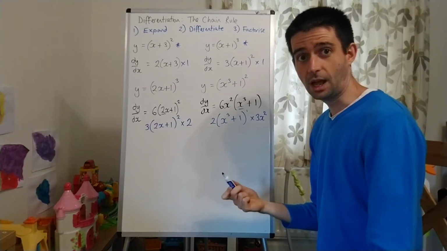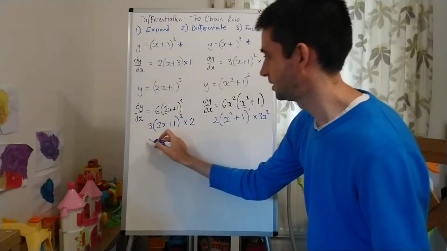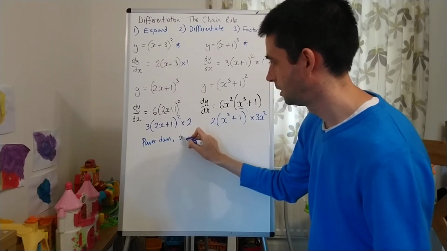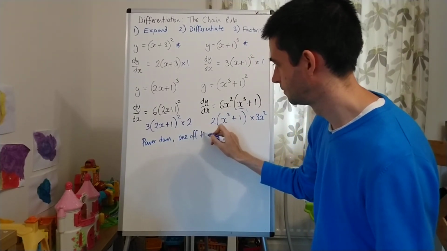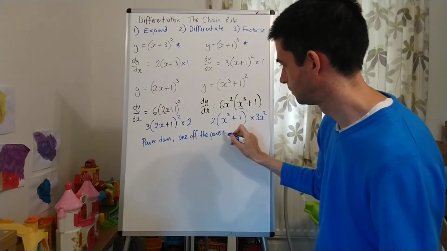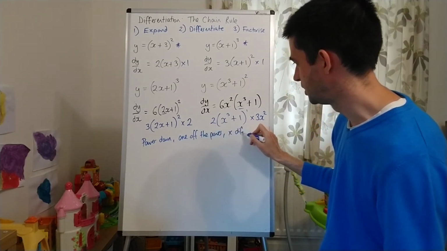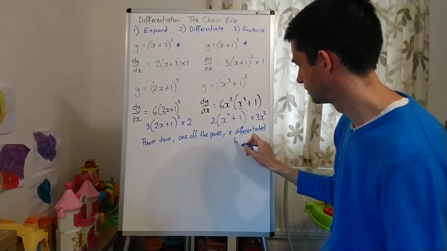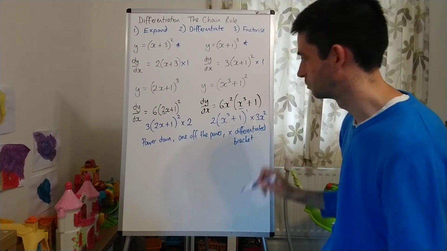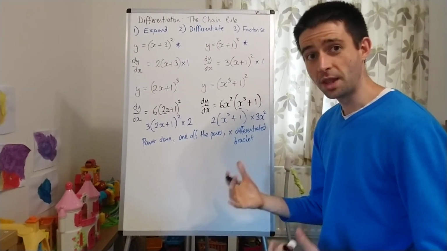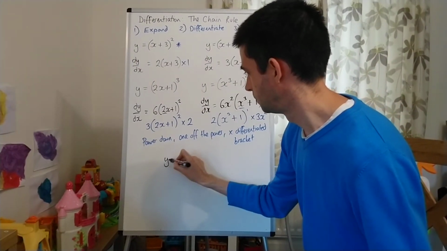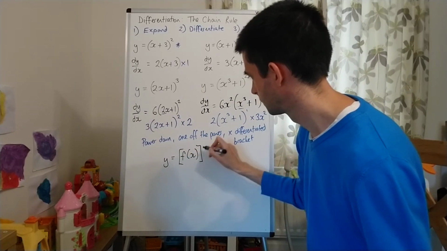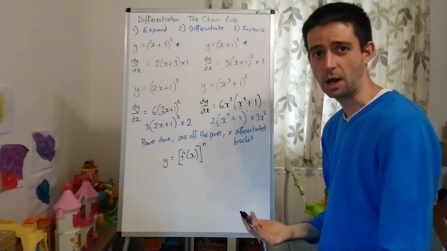So, how I always like to write this with the chain rule is you power down, you take 1 off the power, and then you multiply it by the differentiated bracket. And what that looks like is if you have y equals a function of x to the power of n.